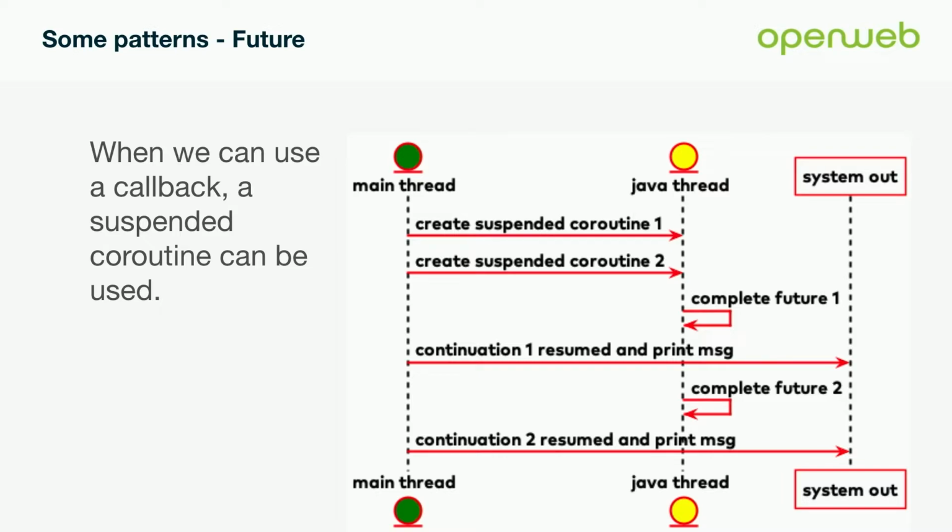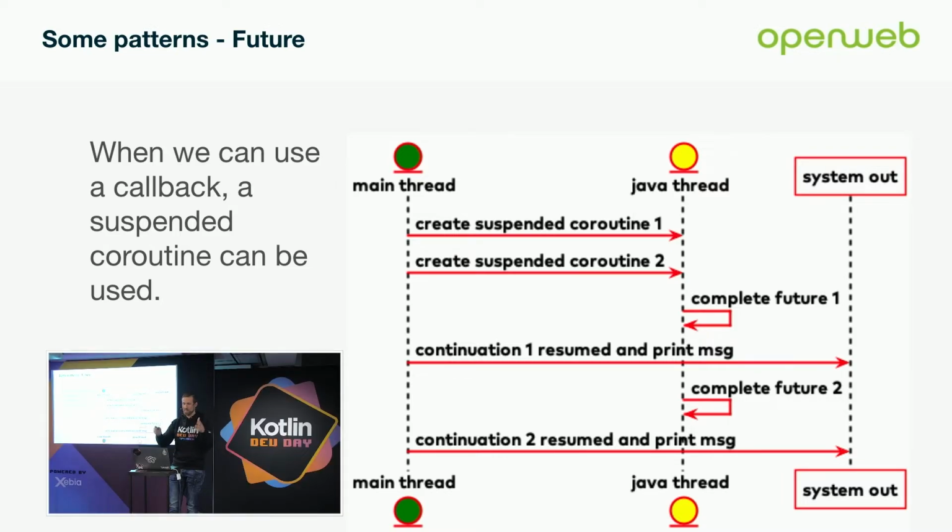Yeah, so this is what I said in the diagram. It's creating the suspended coroutine, and from the Java thread, it will be completed, and then it will just continue with the computation without having to check each time if the future is resolved already or not.